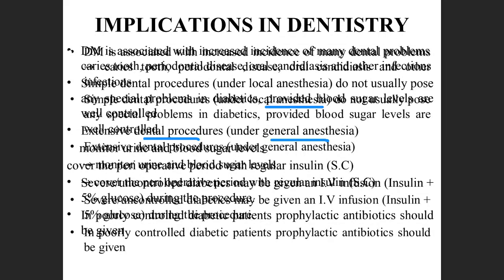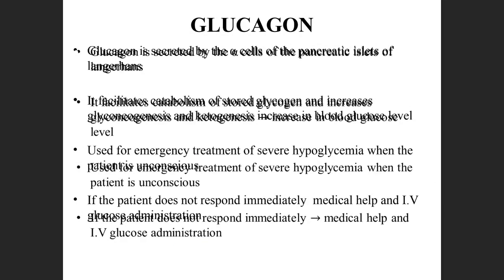Next, if the diabetes is uncontrolled, if a patient is suffering with severe uncontrolled diabetes, then IV infusion of insulin and glucose can be given to the patient during the procedure. And for people who have poorly controlled diabetes, antibiotics should also be given because their healing capacity will be very poor, so they might develop other infections. For such diabetic people, prophylactic antibiotics should be prescribed.